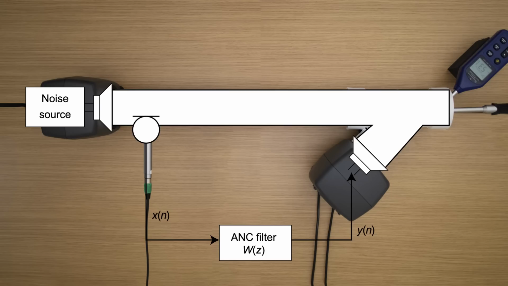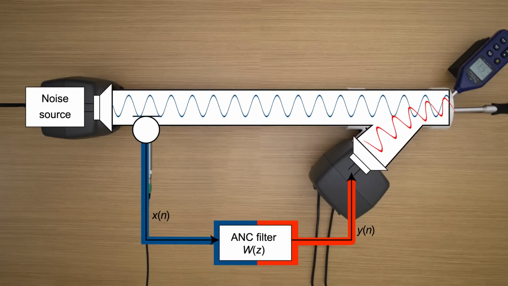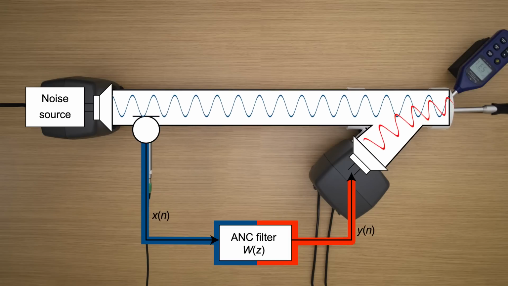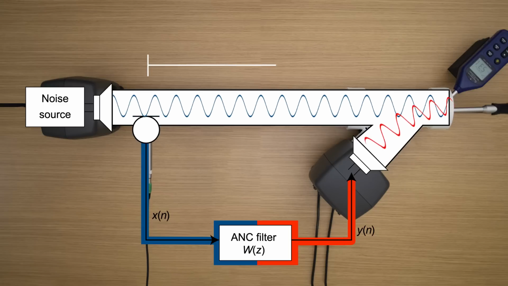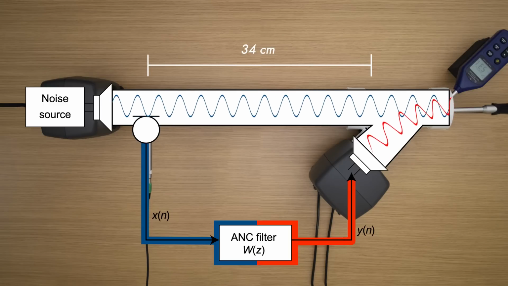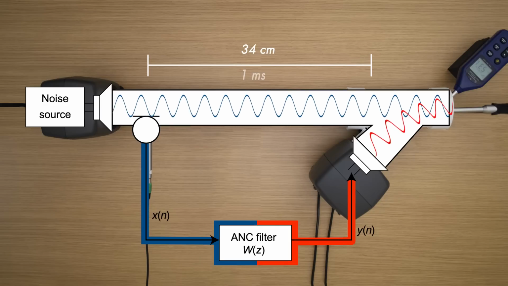Why do we care about having low latency? Let's return to our model. The system must record the reference microphone, compute the response, and play it back on the ANC loudspeaker in the time it takes for sound to travel between these points. In this example, the distance between the reference microphone and the beginning of the Y section is 34 centimeters. The speed of sound is 343 meters per second. Thus, our maximum latency is 1 millisecond.